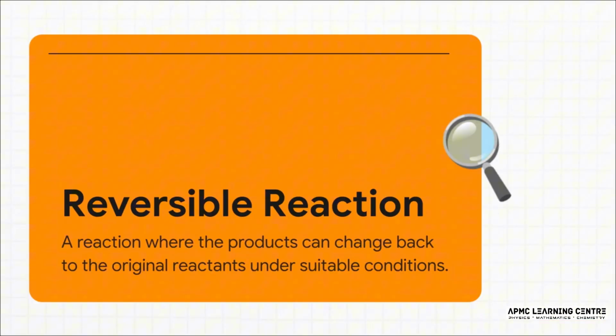So what exactly is a reversible reaction? Well, it's pretty much what it sounds like. It's a chemical process that can run forwards and backwards. You're trying to make your product, but at the very same time, your product is trying to turn itself back into the raw ingredients you started with.